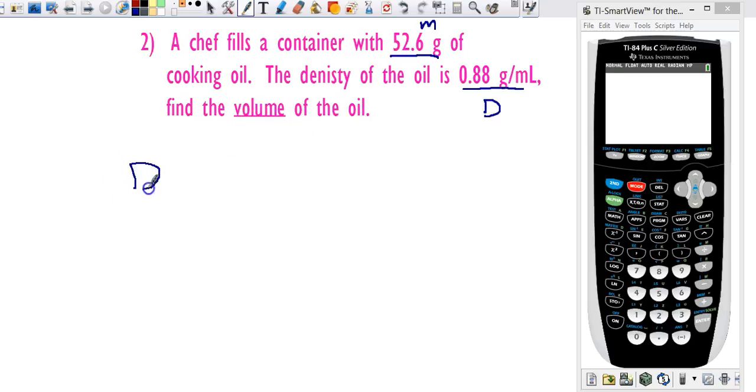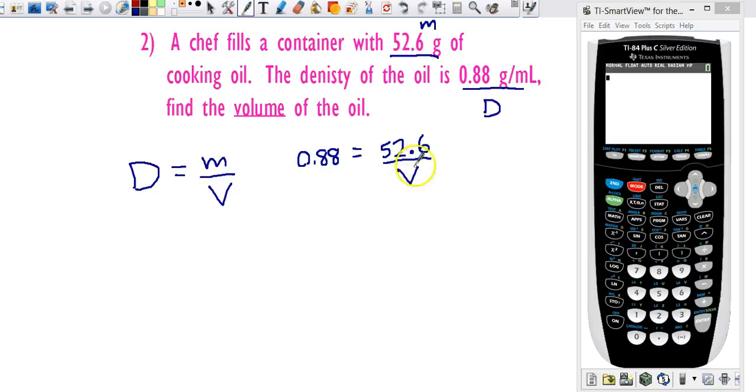So using our formula again, D equals M over V. We don't have the mass and volume. We do have the density and we have the mass. So we'll substitute those two numbers in for D and M and solve for V. So rewriting this, I'm going to say 0.88 is equal to 52.6 divided by V.